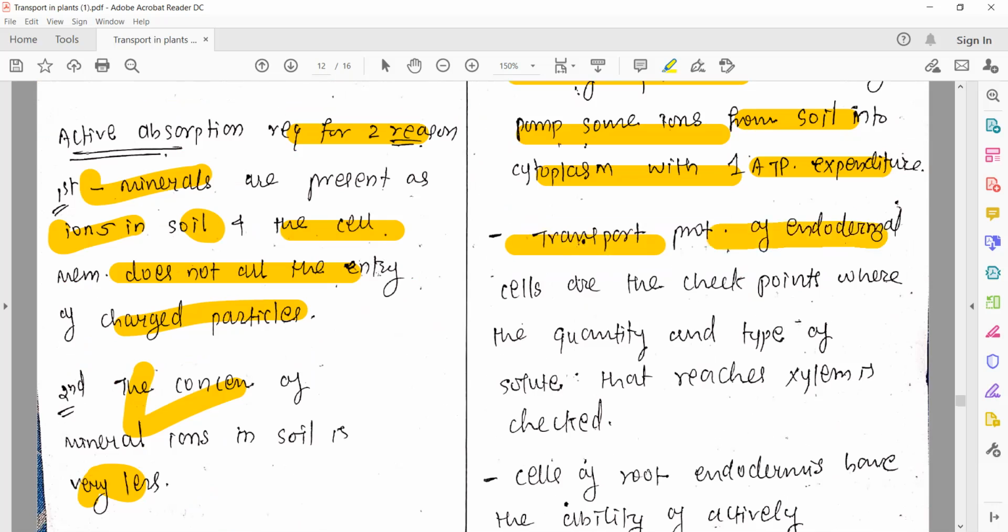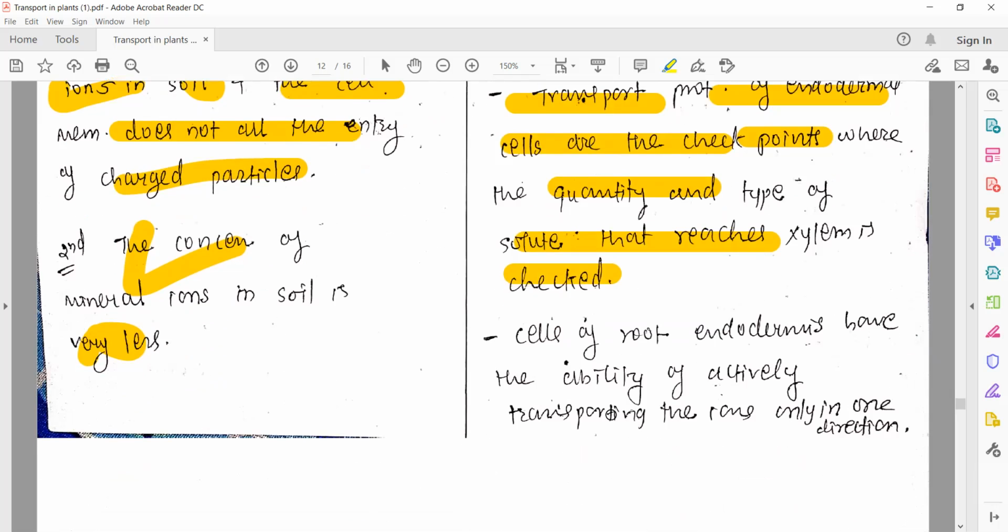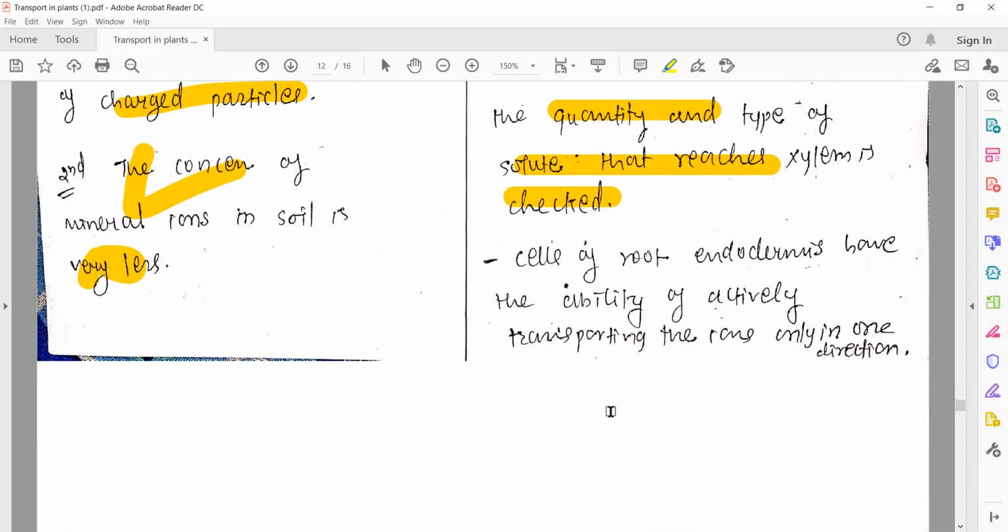So transport proteins of the endodermal cells are the checkpoints. You know very well where the endodermis is present, right? They are the checkpoints where the quantity and the type of solute that reaches the xylem has to be checked. Means what kind of solute comes into the xylem will be checked. The cells of the root endodermis have the ability to actively transport ions only in one direction. Obviously, things have to move from the root towards the xylem, so it is a single direction.